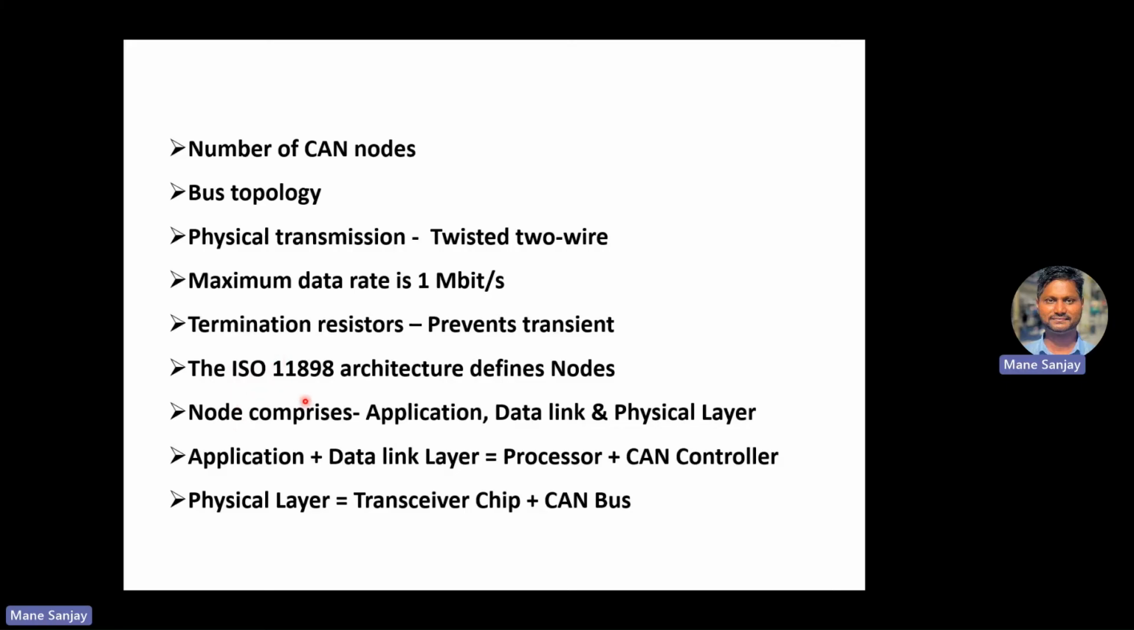These are the important points. It uses the ISO 11898 architecture, which defines the node. And this node comprises these OSI layers: application, data link, and the physical layer. These three layers are enough to cover the communication. The application and data link layers are part of your main controller and the CAN controller, and the physical layer is part of the transceiver chip and the CAN bus. Let's see in more detail in the next slide how these 7 layers are covered in only 3 layers for the communication.